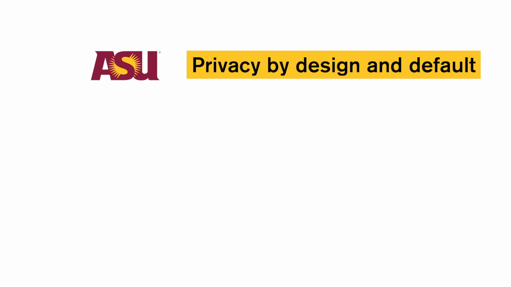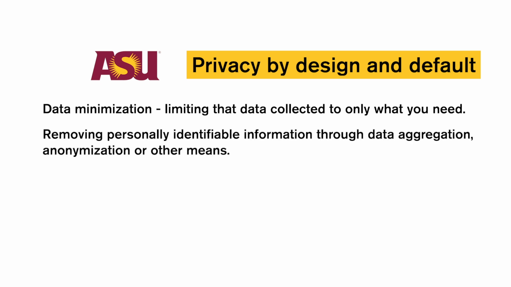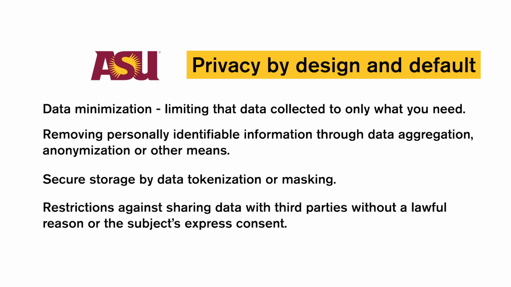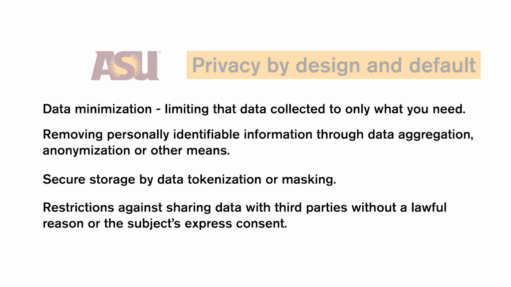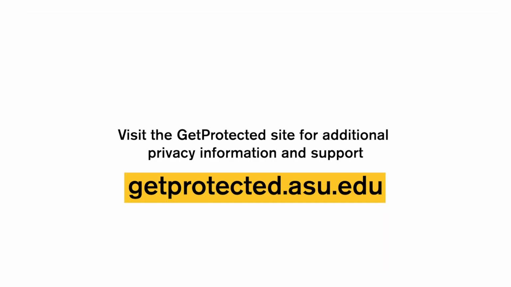Examples of such measures include data minimization, limiting the data collected to only what you need; removing personally identifiable information by data aggregation, anonymization, or other means; secure storage by data tokenization or masking; and restrictions against sharing data with third parties without a lawful reason or the subject's express consent. How could you improve privacy? Please refer to these 4 elements. Visit the Get Protected site for additional privacy information and support at ASU.